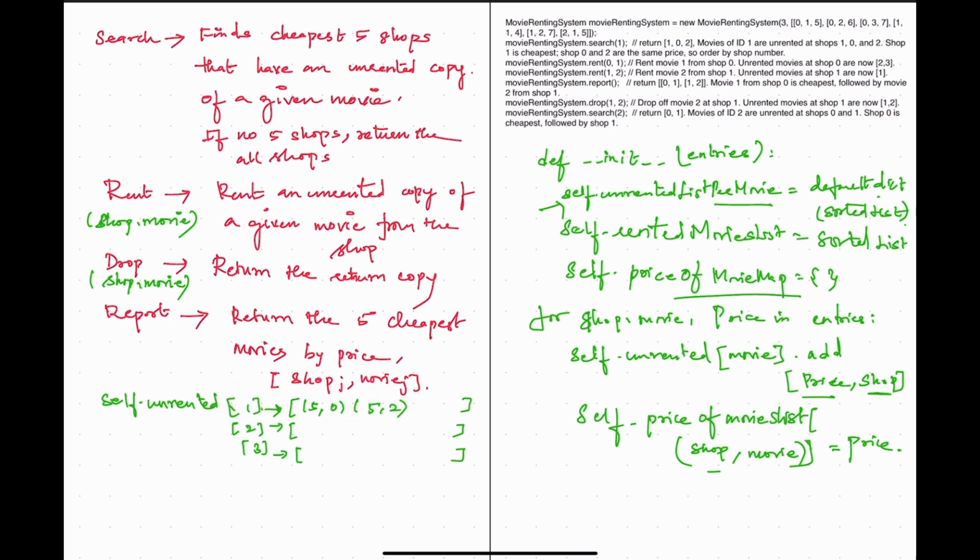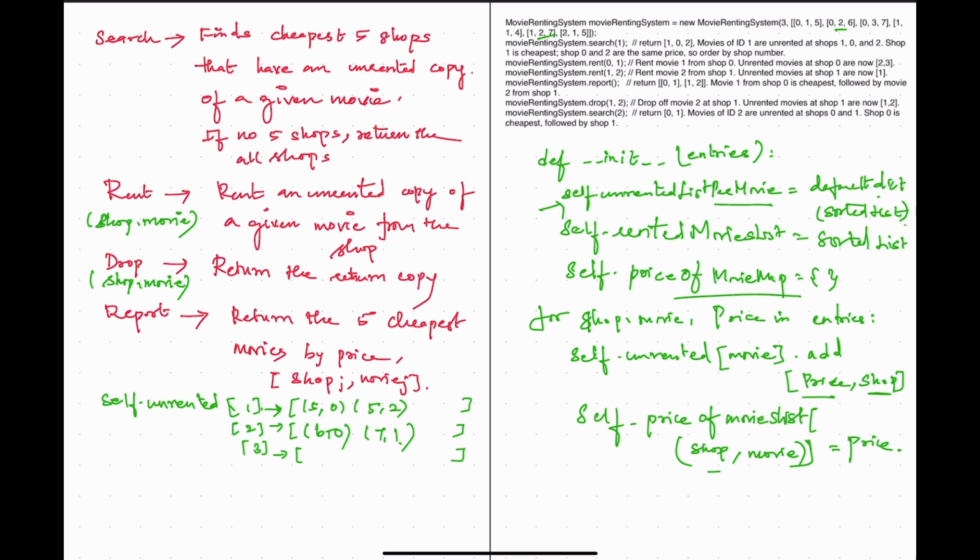Now let's see movie 2. The prices here, if you see, are 7. So shop 0 has movie 2 at price 6, and there is another at price 7. We should have it sorted, so first 6 comma 0 will come, next 7 comma 1 will come. 6 comma 0 is the cheapest.